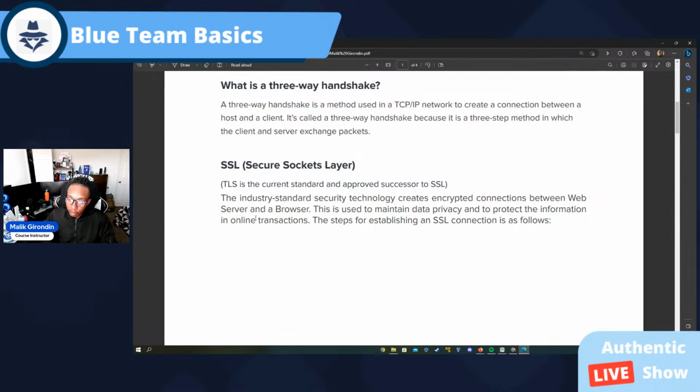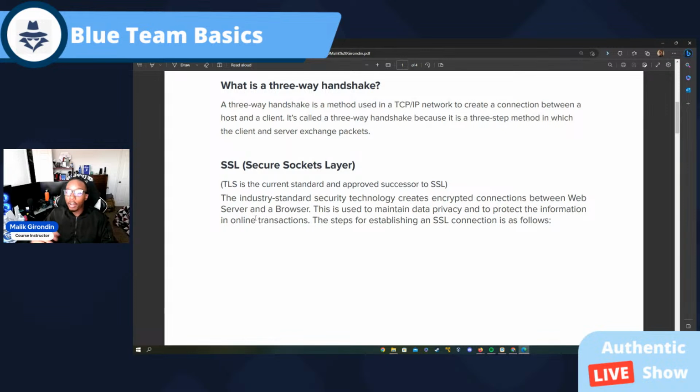Let's say I'm trying to connect to Firefox, Google, whatever. Hey Google, I'd like to connect. Would you like to sync up with me? Google will be like, okay, I acknowledge your connection. And then you're like, okay, Google acknowledges that. Let's set it up. Let's go. Let's chop it up. Three-way.